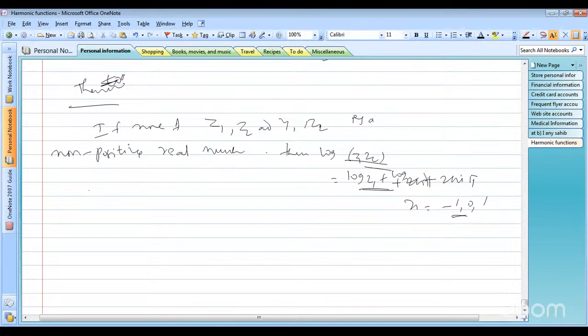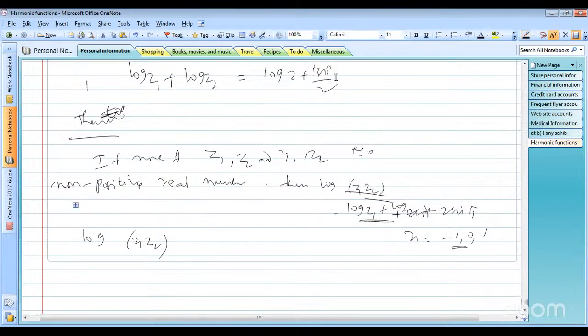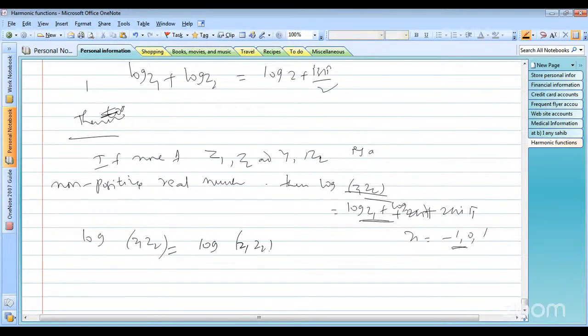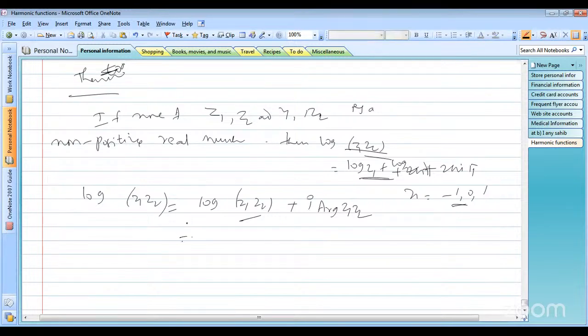So first we are taking here log z1 z2. What is log of z1 z2? The real part, and the imaginary part is i argument of z1 z2. So just the log of z1, just the log of z2, plus I am separating it in log z1 z2. Then I have argument of z1, argument of z2 plus 2n pi.